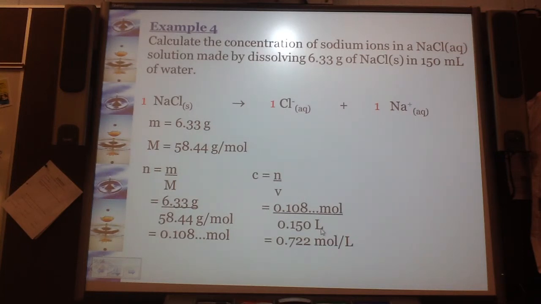And we're asked to find the concentration of sodium ions. So my sodium chloride, the stuff I just found out, is my given. And my sodium ions is my wanted. Now, since it's a one-to-one ratio, you can clearly see that they're going to be the same concentration without doing times unit by one, right? But if we were to write it out, it'd be times wanted over given. And so our final concentration of our sodium ions is 0.722.